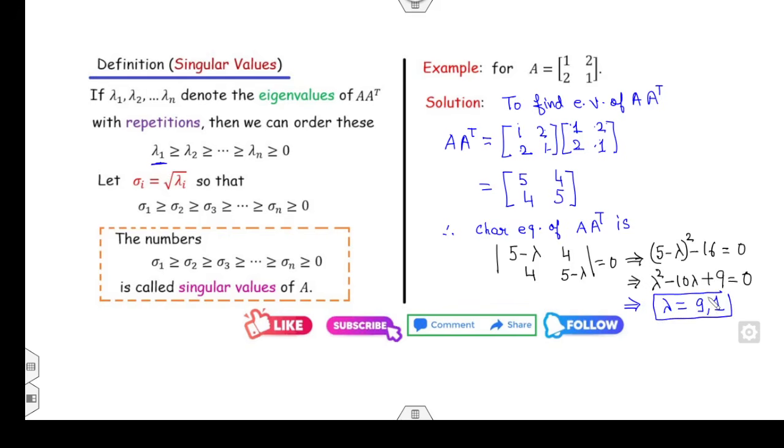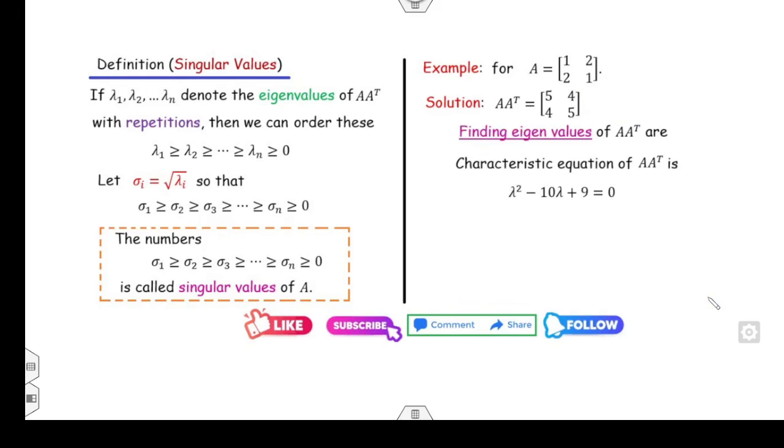So 9 and 1 are the eigenvalues. Once you know the eigenvalues, because there are two eigenvalues, we have sigma 1 and sigma 2. Sigma 1 is the positive square root of 9, and sigma 2 is the positive square root of 1. That means 3 and 1 are the singular values of the matrix A into A transpose.